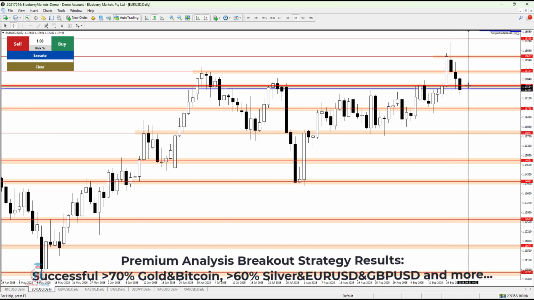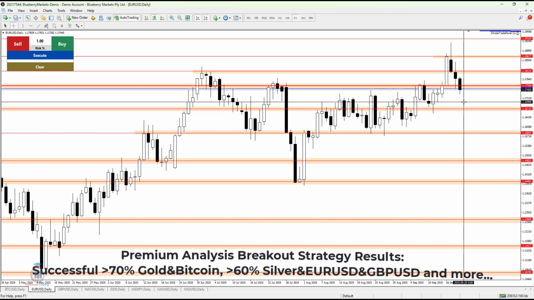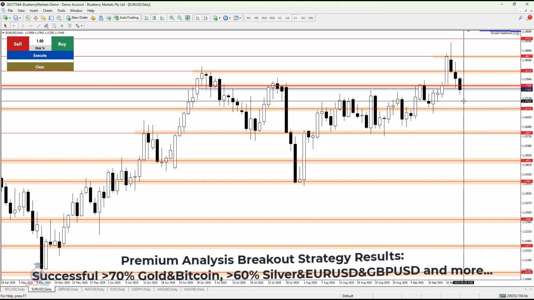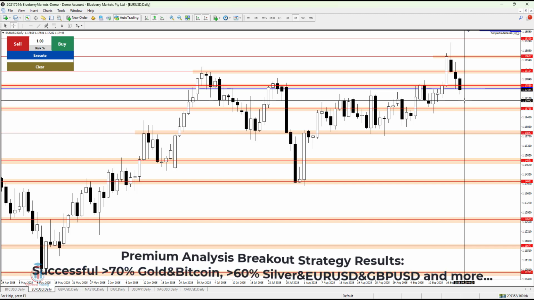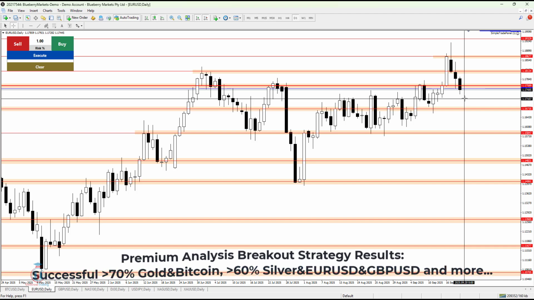But currently, what I'm seeing on a Monday, I'm expecting that the price will reach 1.17, and this is the target for now, which I will also be sharing with the traders inside the premium analysis.